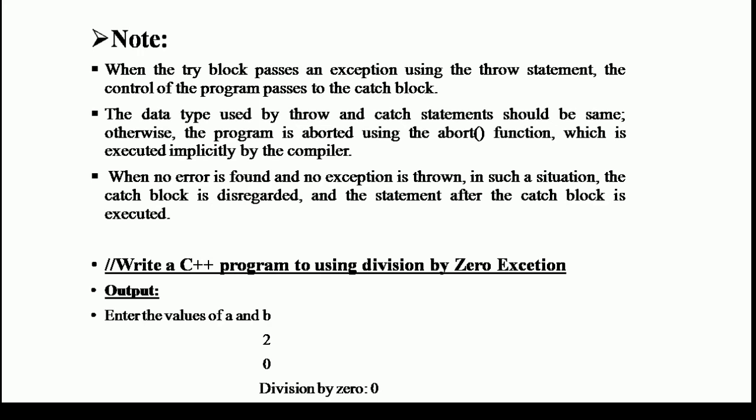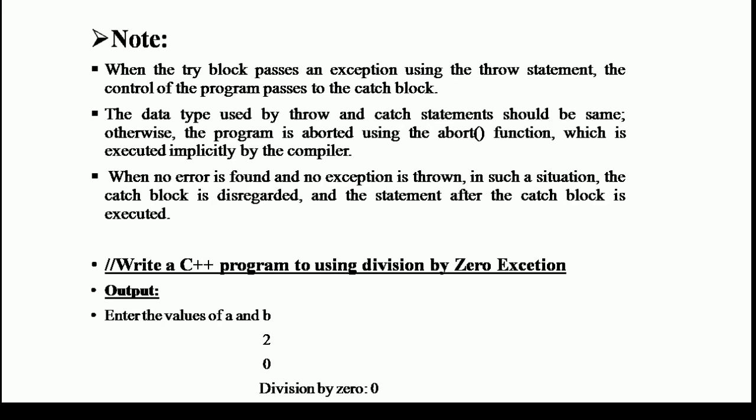For example, write a C++ program using the division by zero exception. From that output, enter the values of A and B. You are given A value is 2, B value is 0. Division by 0 is 0. What condition is displayed? Then what is the output of that one?